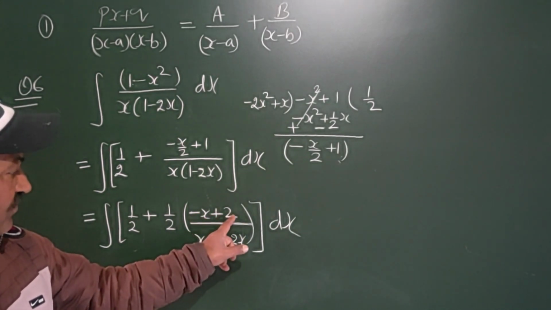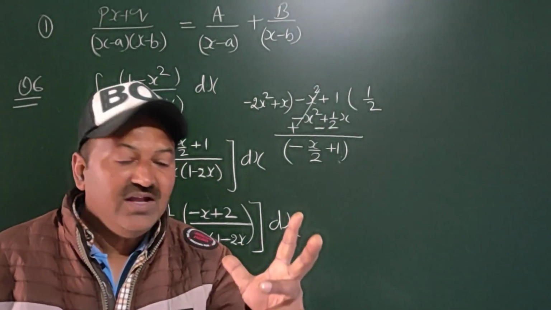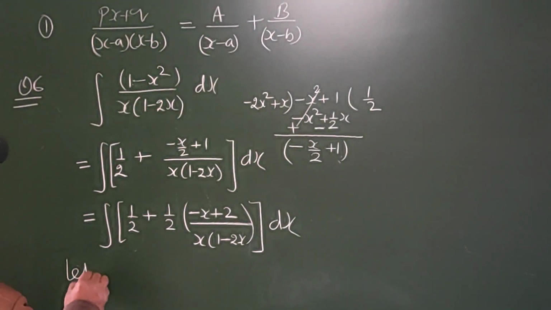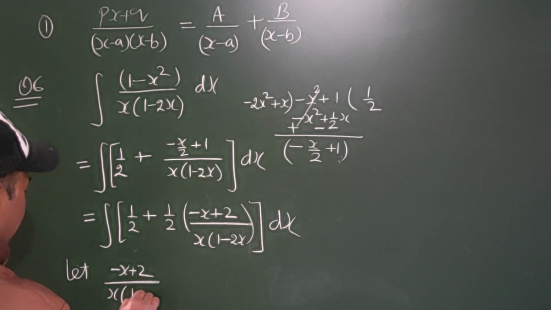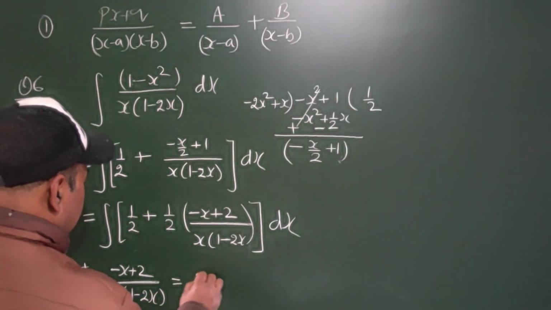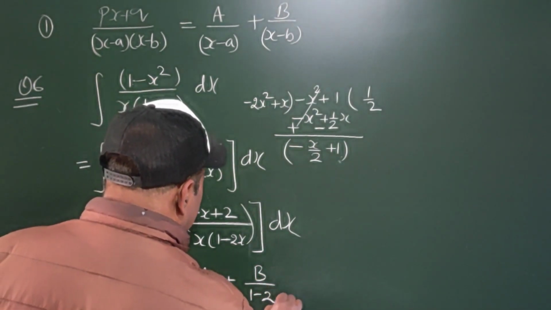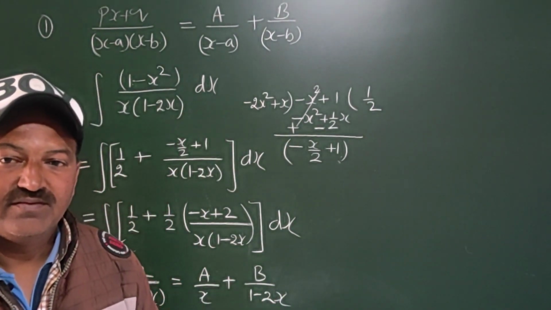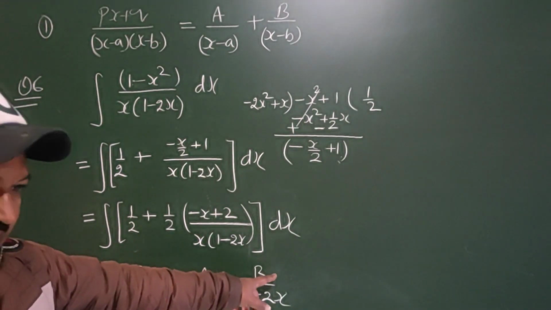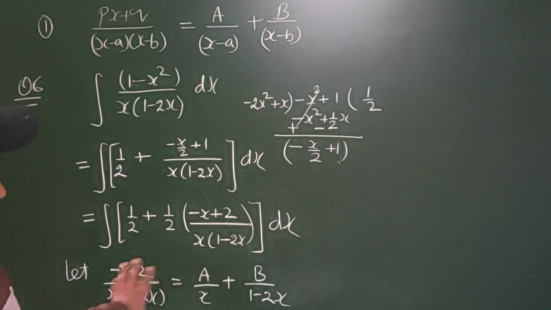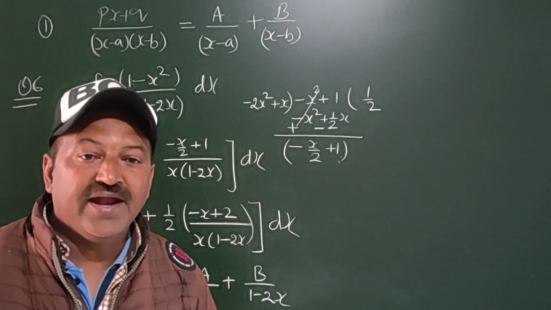Now this is the first type of partial fraction: (minus x plus 2) upon x into (1 minus 2x). So let (minus x plus 2) upon x into (1 minus 2x) be equal to A upon x plus B upon (1 minus 2x). Taking the LCM, and after cutting the LCM by the denominator, we get an equation, and therefore we can find the values of A and B.